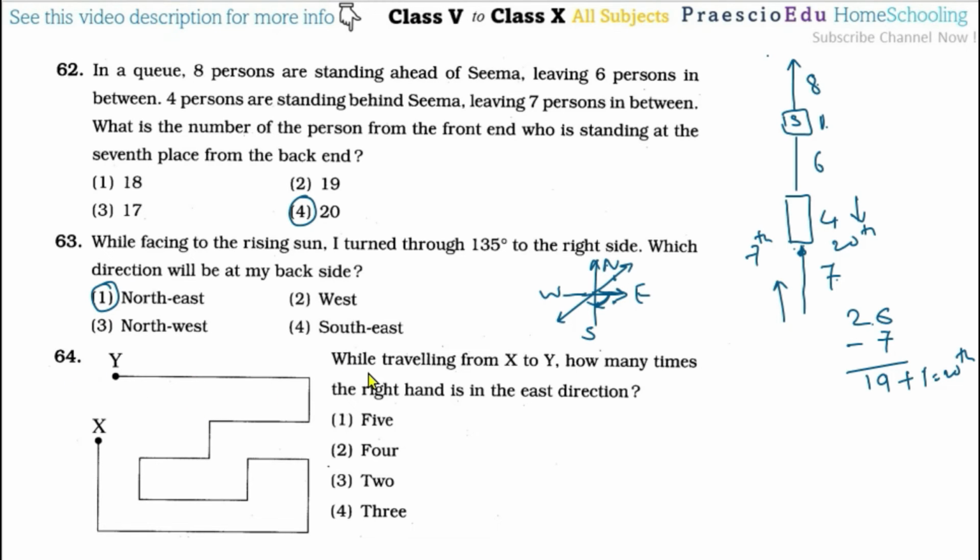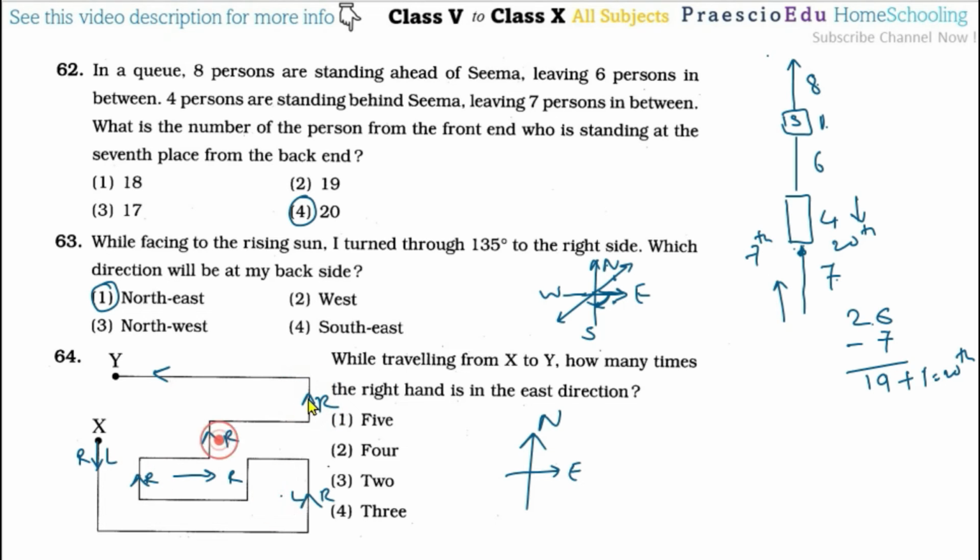Then question number 64. While traveling from X to Y, this is the traveling direction we are just marking out. How many times is the right hand in the east direction? Now east direction means these directions. Now if we are moving from X, here is the right and here is the left, and when the right comes to the east direction. So after this one, this is the right, then this is the right, then this is again right. So this is 1 time, then 2 times, again this is 3 times, this is right, and again this is a 4.